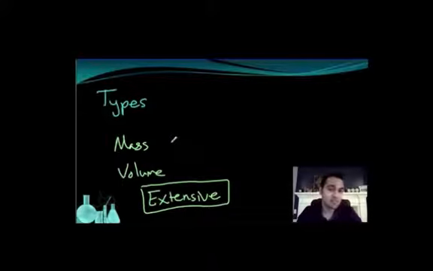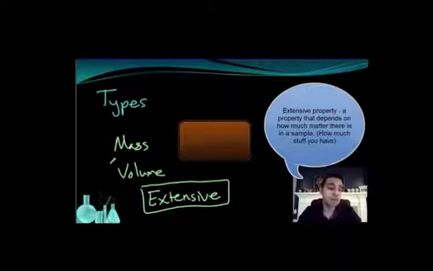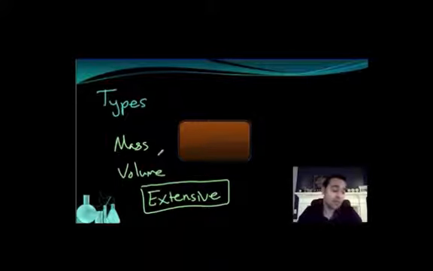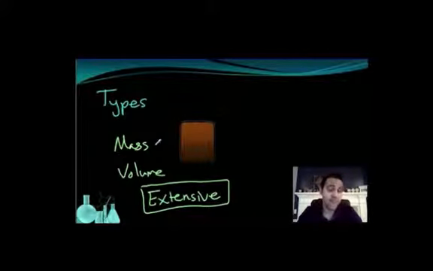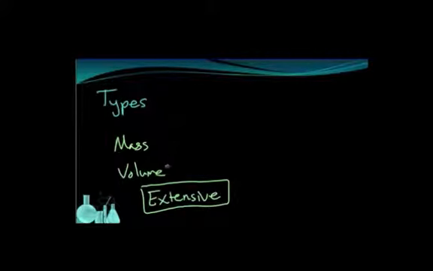Now, an extensive property is a property that depends on how much of a substance there is. If I take a block of wood, it has a particular mass and volume. However, if I cut that block of wood in half, I now have less. The mass is going to go down, the volume is going to go down, and those two properties have changed because the amount of substance that I'm looking at has also changed. So these two things depend on how much of the substance there is.